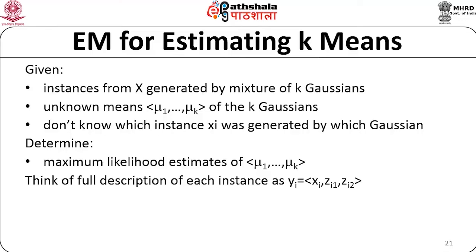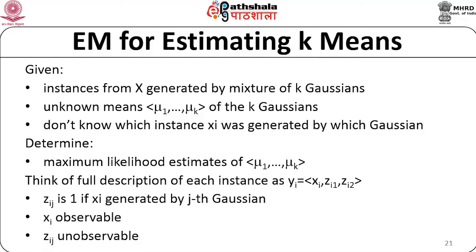And think of the full description of each instance as yi = xi, zi1 and zi2. So, zij is 1 if xi is generated by the jth Gaussian, and 0 otherwise. We are using these to say which Gaussian it came from. xi is observable, and zij we do not know.